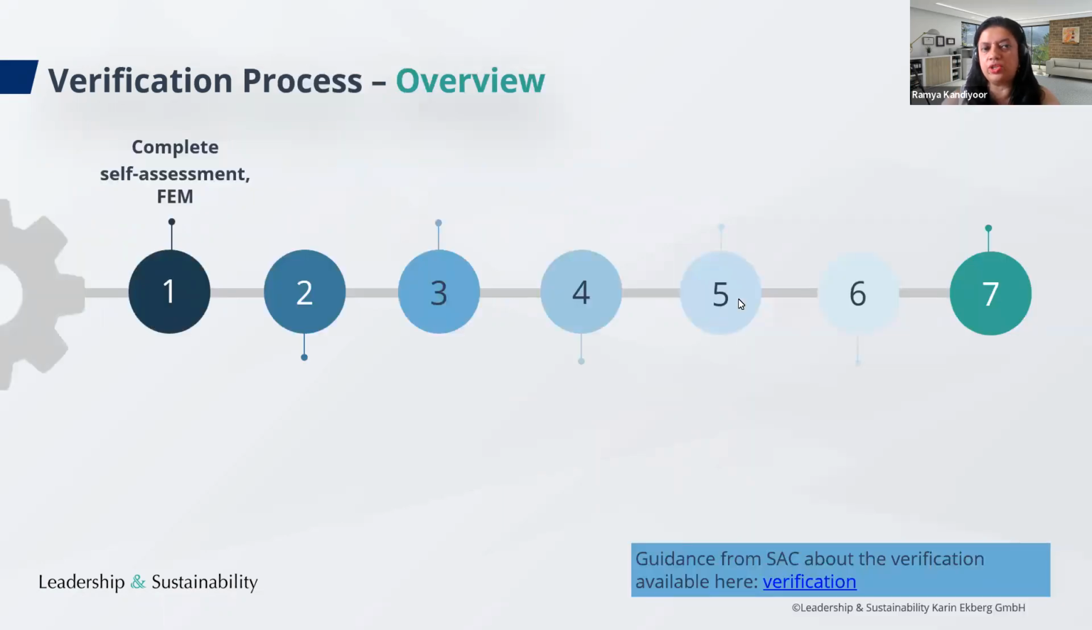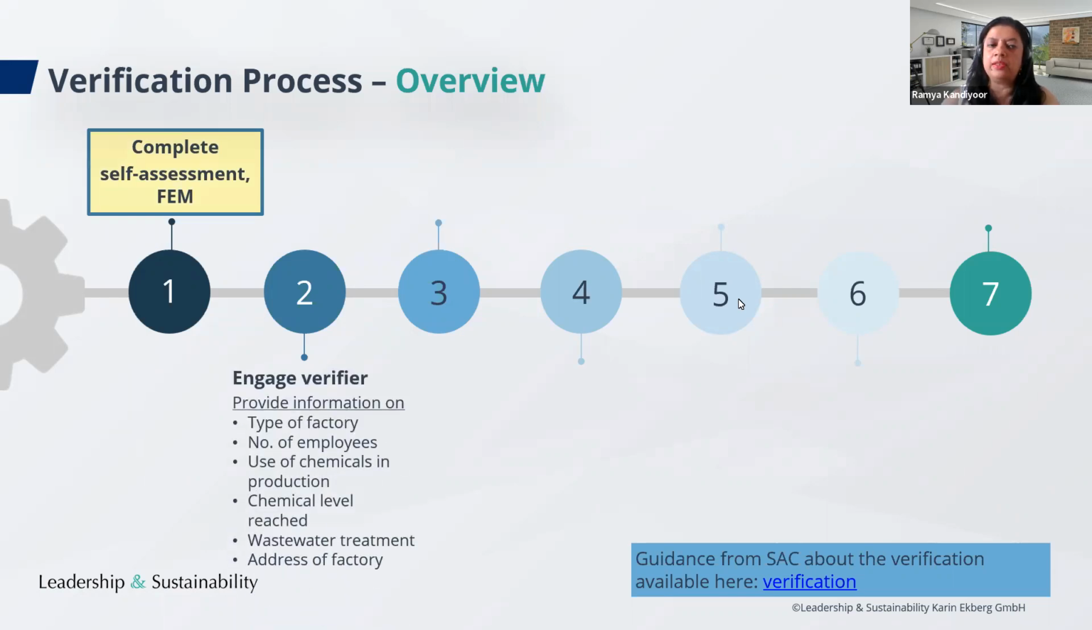And this is the verification process flow that we would like to share. These are the steps involved in the verification. So firstly, you would require to complete your self-assessment in the Higg FEM platform. The second stage is where you would want to engage with the verifier once you have decided to go ahead with the verification. So here you would require to provide information on what is the type of factory, how many employees you have, whether you use chemicals in production, whether you have wastewater treatment, what's the actual location of your facility, etc.